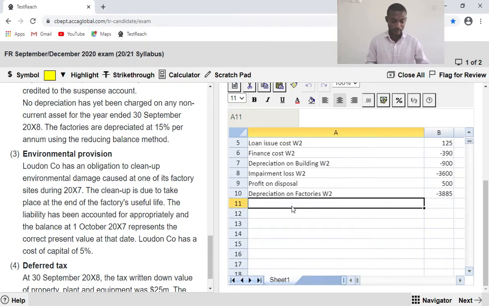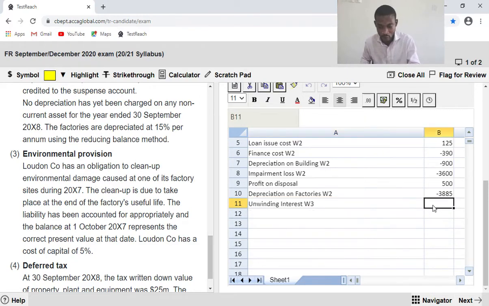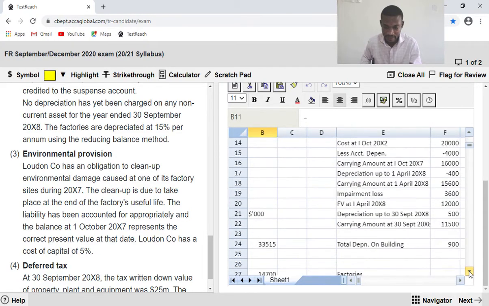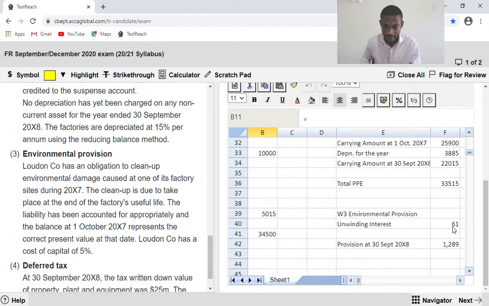So unwinding, just keep it simple. You don't need to go and add it to finance cost. So unwinding interest. So keep working as you go, keep working. And this is workings number three. Workings number three. And I'll say it is equal to, don't type the figure, always cross-reference the workings. So I'll go down quickly and pick it. Scroll down, scroll down, scroll down. And here it is. I'm picking it.